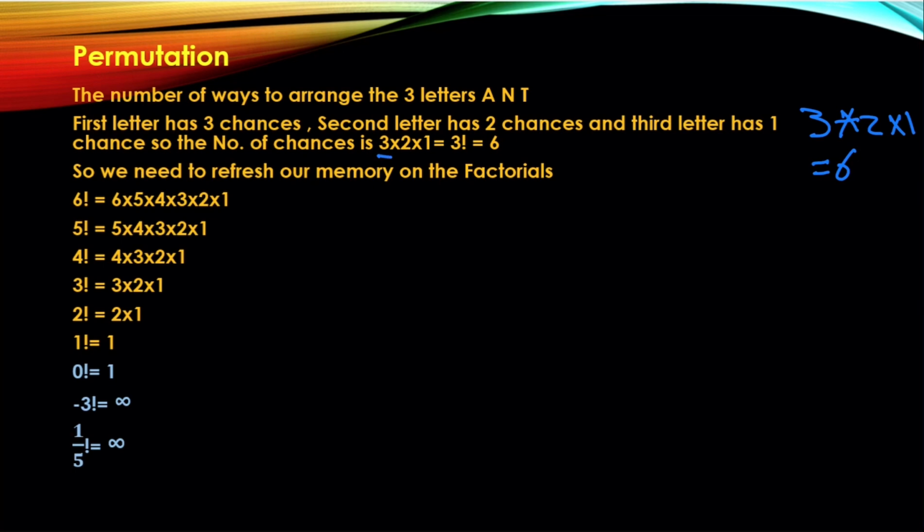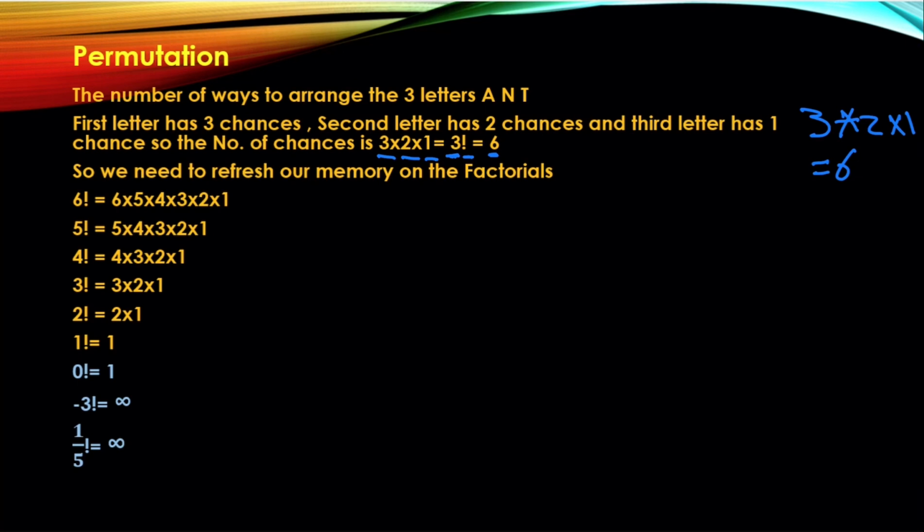So it will be 3 times 2 times 1. If we recall this from the factorial topic, this was called 3 factorial, which equals 6. Okay, so here I think we need to refresh our minds and our memories about the factorial.